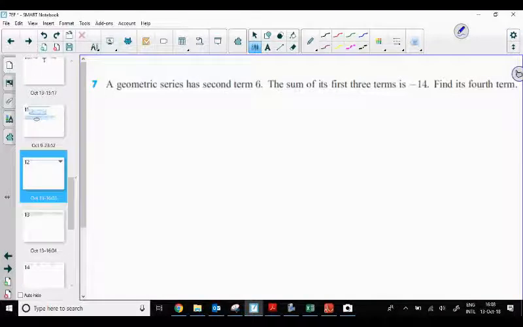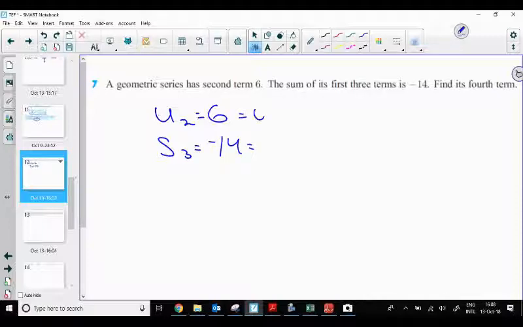All right, so here we have a geometric series whose second term is equal to 6, and we know that the sum of the first three terms is -14. Putting these into some formulas, we've got u sub 1 times r to the power of 2 minus 1, which is 1, and we have -14 is going to be equal to u sub 1 times (r to the power of 3 minus 1) over (r minus 1).